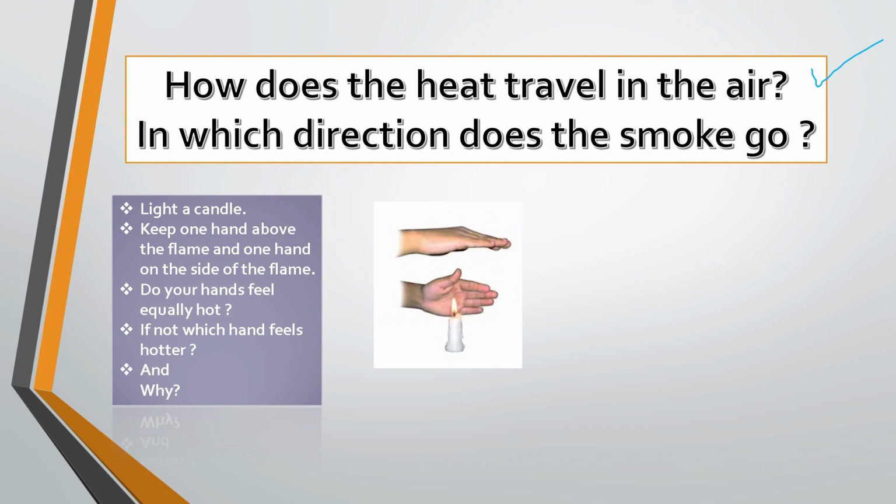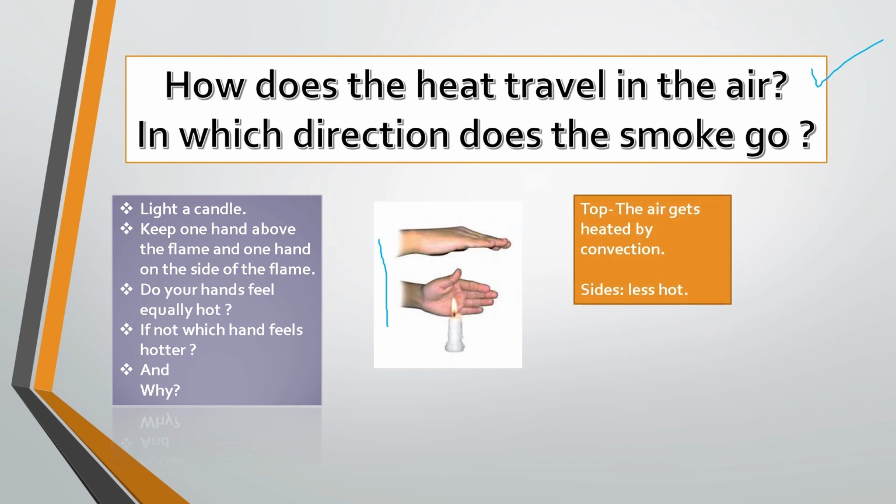Now we burned a candle and kept one hand on the top and one hand on the side. Did we feel the heat equally? No. So which hand feels hotter and why? We found that the hand at the top gets heated much more compared to the hand at the side. So what do we find? We find that the air gets heated by convection, and we felt more heat at the top and less at the sides.